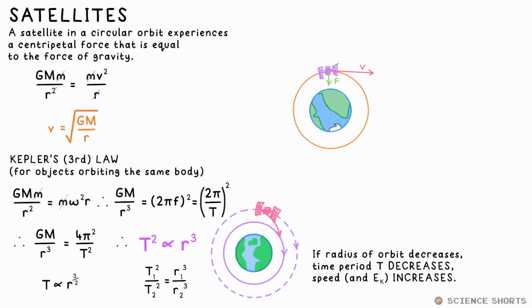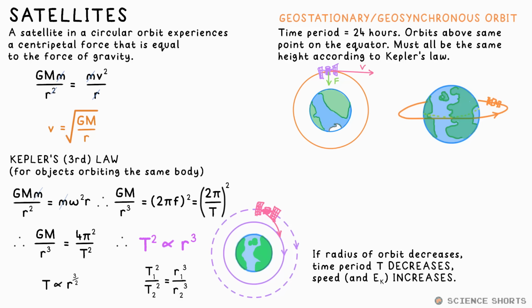How T or r specifically change, you merely divide one power by the one on the other. Also, you should know that the speed increases as v equals root gM over r, and therefore its kinetic energy increases too. A satellite in a geosynchronous or geostationary orbit has a time period that's the same as that of the Earth's rotation, 24 hours.